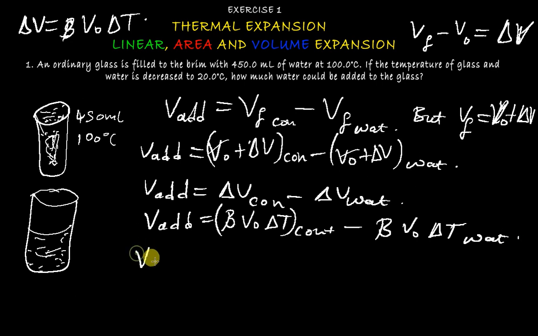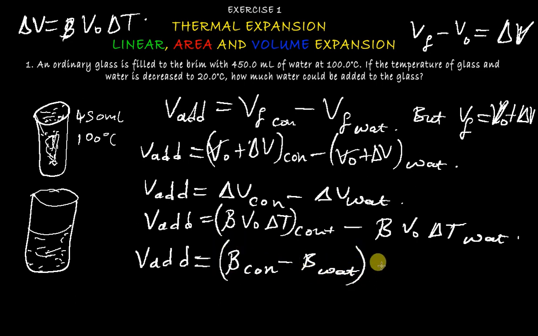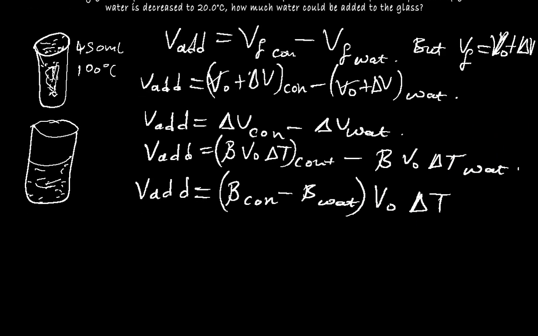So from there we can now say the volume of water that has been added is just equal to, we know V naught and V naught are the same, and the change in temperature and the change in temperature, they are the same. So we can just simply factorize. We say the beta of the container minus the beta of water, and then this times V naught times the change in temperature. So from there we can now just plug in the values.